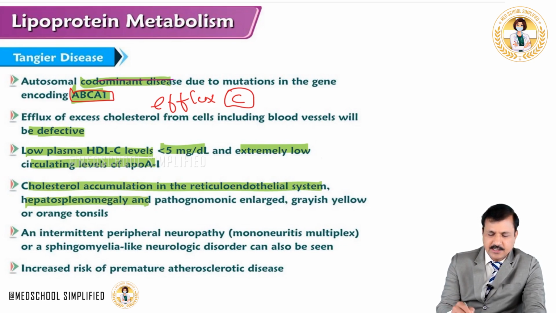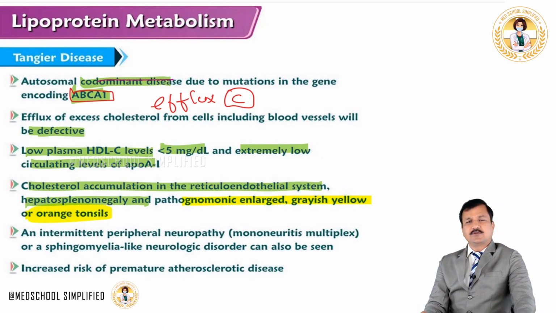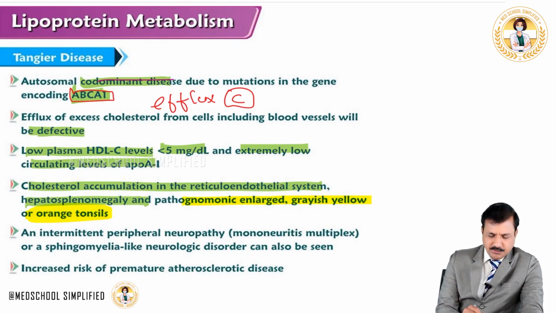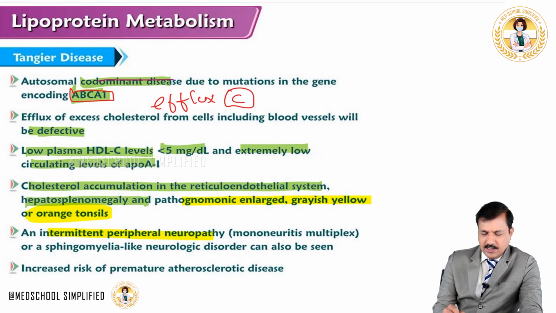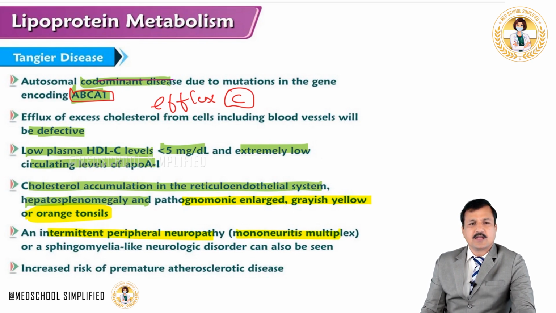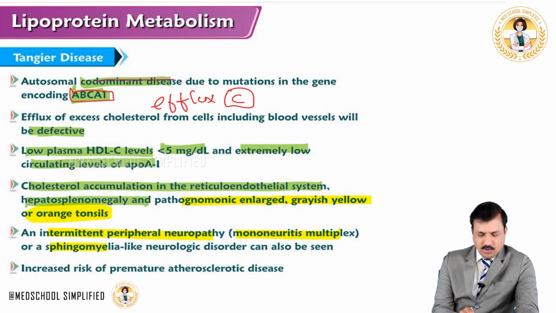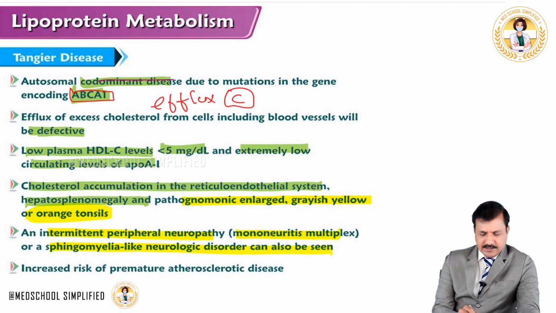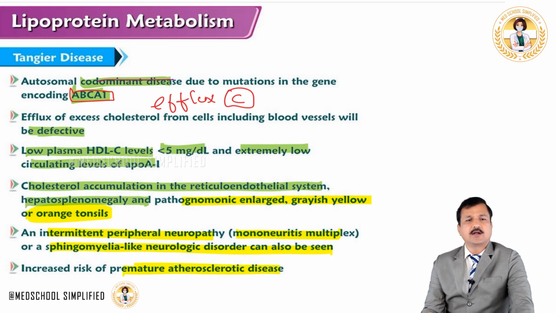Hepatosplenomegaly can be seen, and more importantly, the patient will show pathognomonic enlarged grayish yellow or orange colored tonsils. That's one of the signs that we see in Tangier disease. Remember, Tangier disease patient will show orange colored tonsil. Along with these signs, the patient will show intermittent peripheral neuropathy, which is referred to as mononeuritis multiplex. Patients may also show syringomyelia-like neurological disorders, and may show increased risk of premature atherosclerosis in Tangier disease.